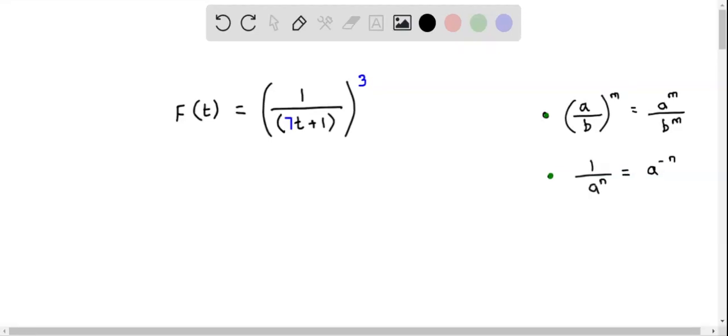We now simplify this function, that is, f of t is given as f of t equals 1 over (7t plus 1) cubed. So I'm going to use this exponent law, which says that (a over b) raised to the power of m equals a raised to the power of m divided by b raised to the power of m. So clearly we can see this a equals 1, and this expression, that is 7t plus 1, we can consider as b. And also we see that m equals 3.